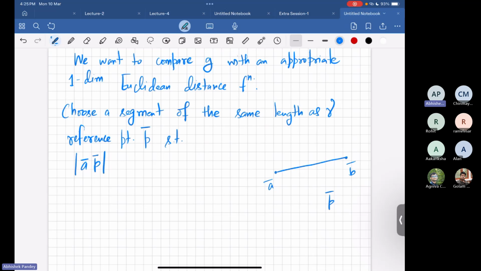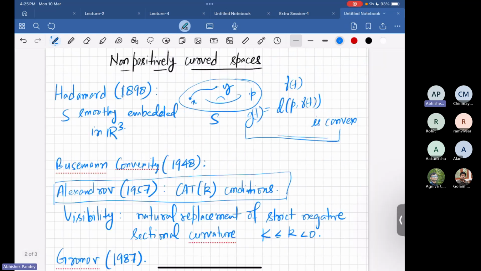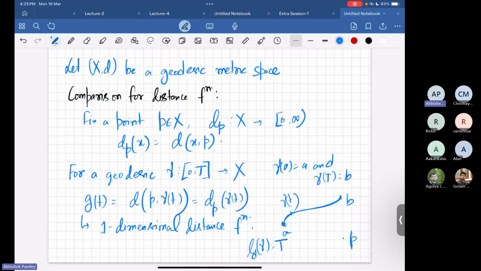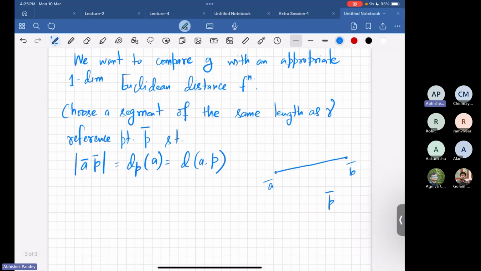The reference point P bar is chosen so that the Euclidean distance between A bar and P bar is d_p of A, which is nothing but the distance from A to P. So whatever the distance is from A to P in the metric space (X, d), we take that distance, and we take P bar so that the Euclidean distance from A bar to P bar equals the distance from A to P in (X, d), and B bar to P bar is d_p of B, which is d of B comma P. Let me call this segment gamma naught.